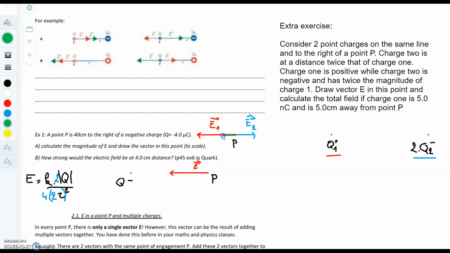In this case, I'm just going to freehand this. This would be the total field vector that we have in point P. I leave the numbers up to you, should be fairly easy to do.